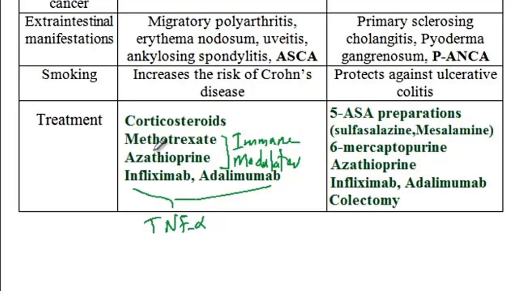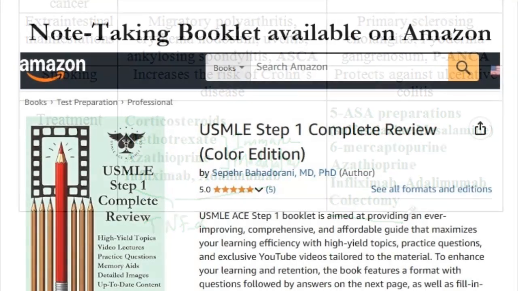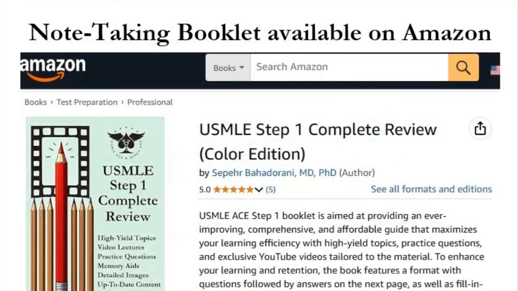Now, methotrexate is not really efficient in ulcerative colitis, and there are controversial results, so 6-mercaptopurine is used instead. And then finally, azathioprine, infliximab, and adalimumab are the same treatments that could also be used for ulcerative colitis. Now, since ulcerative colitis only affects the colon, colectomy would be an alternative treatment for patients with ulcerative colitis. And that concludes our discussion of the inflammatory bowel diseases, which include Crohn's disease and ulcerative colitis.